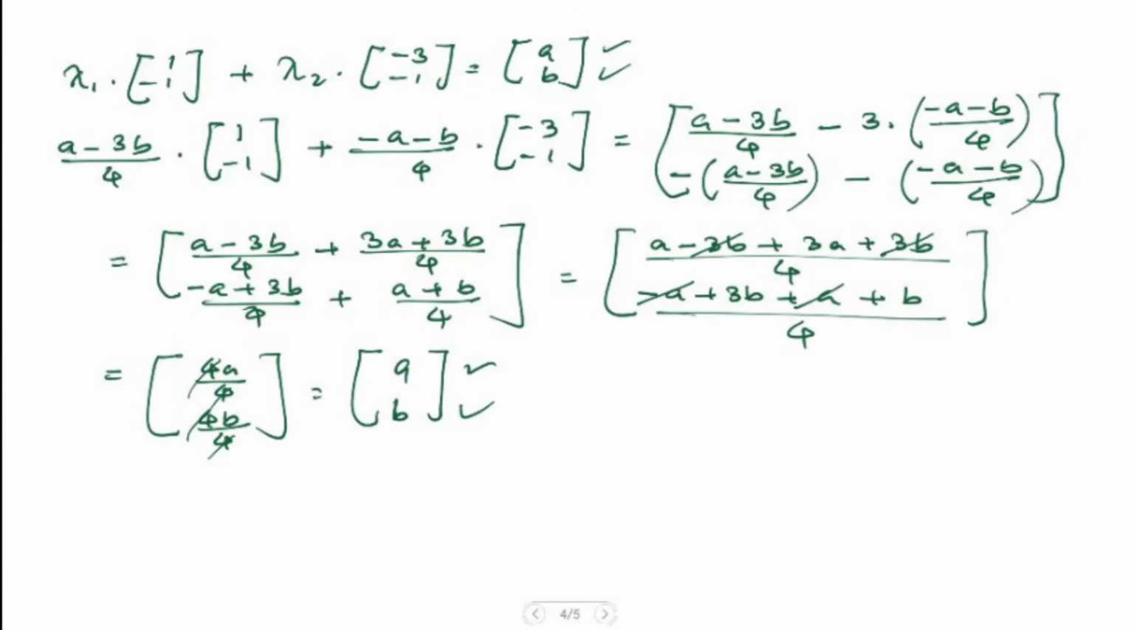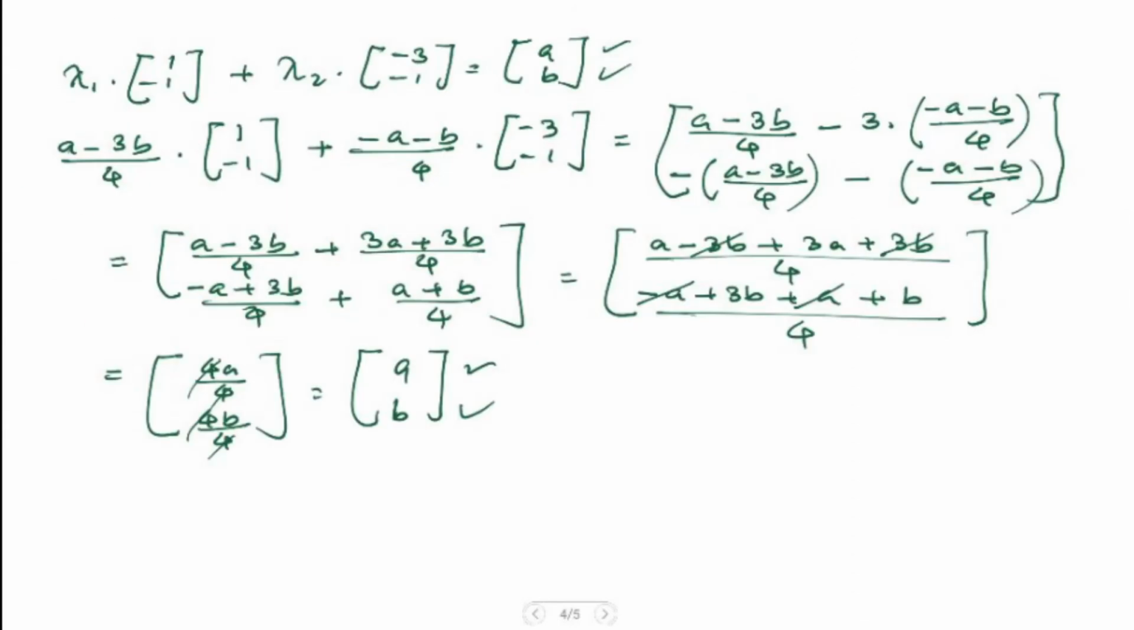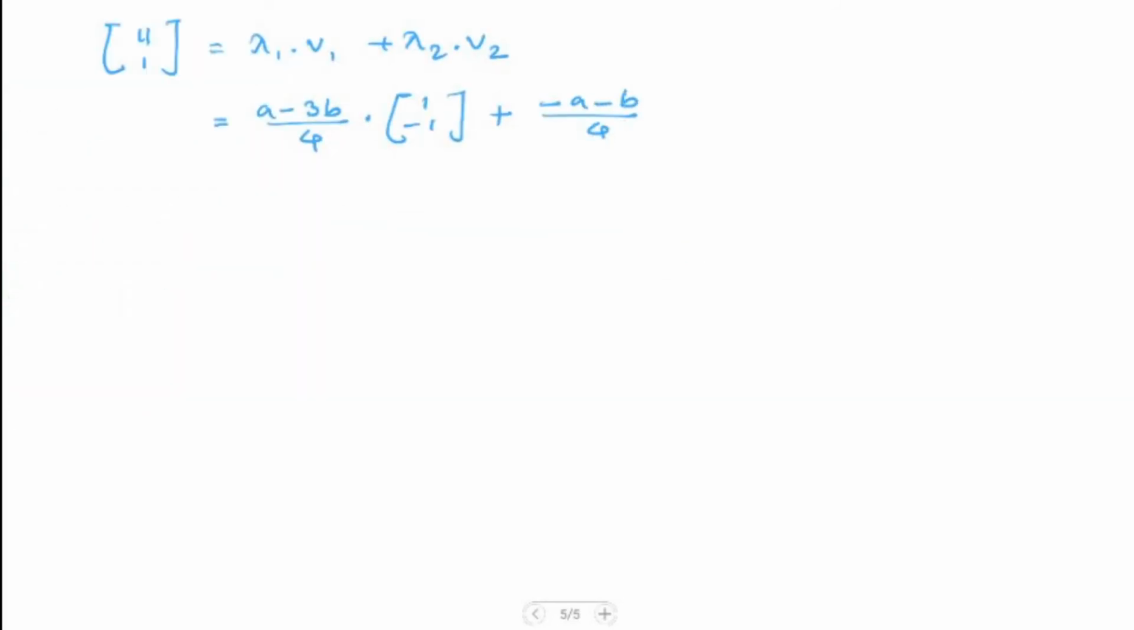So that will be equal to lambda 1 times V1 plus lambda 2 times V2. Now we replace lambda 1 with its value, a minus 3b divided by 4. So here you have a minus 3b divided by 4 times the vector 1, which is (1, -1), plus for lambda 2, minus a minus b divided by 4. So we have minus a minus b divided by 4 times vector 2, that is (-3, -1).